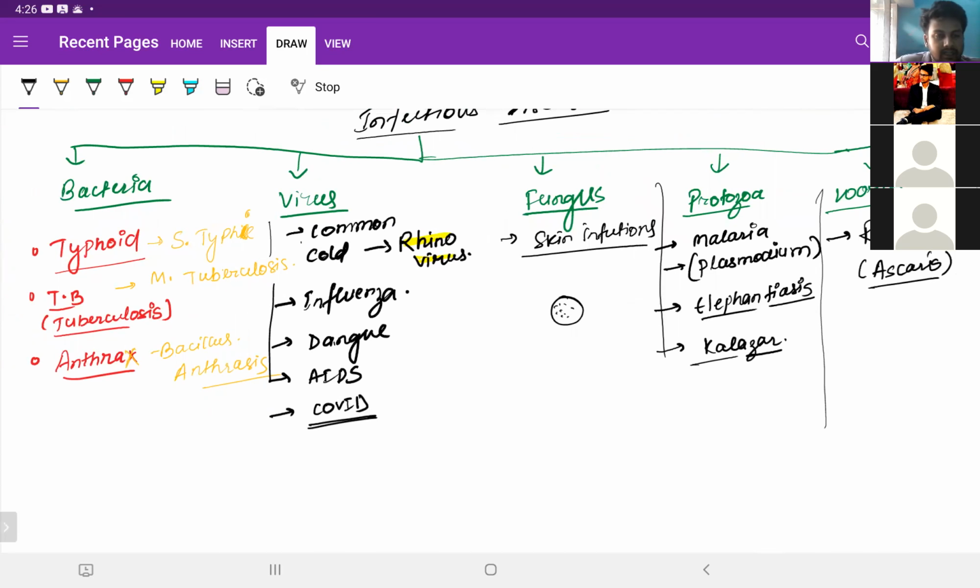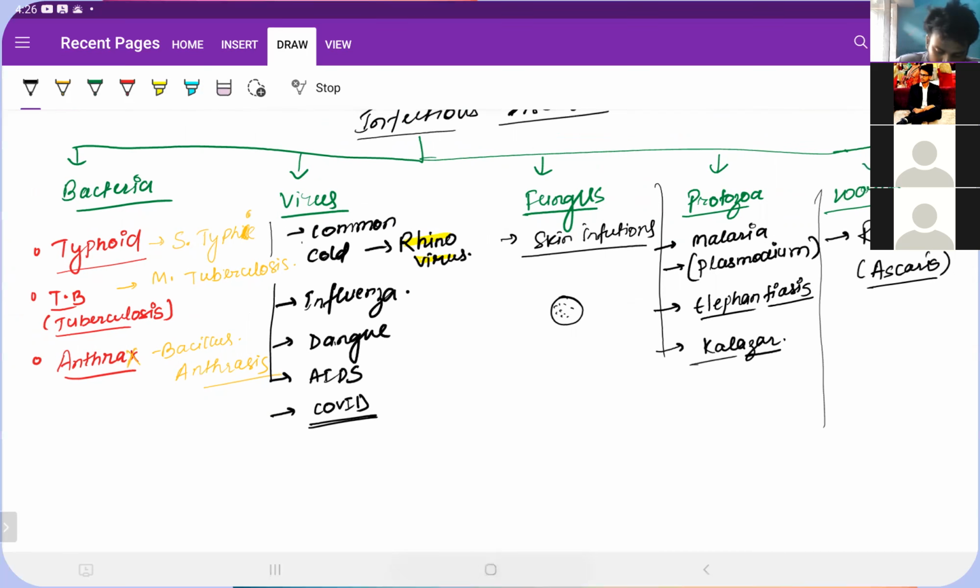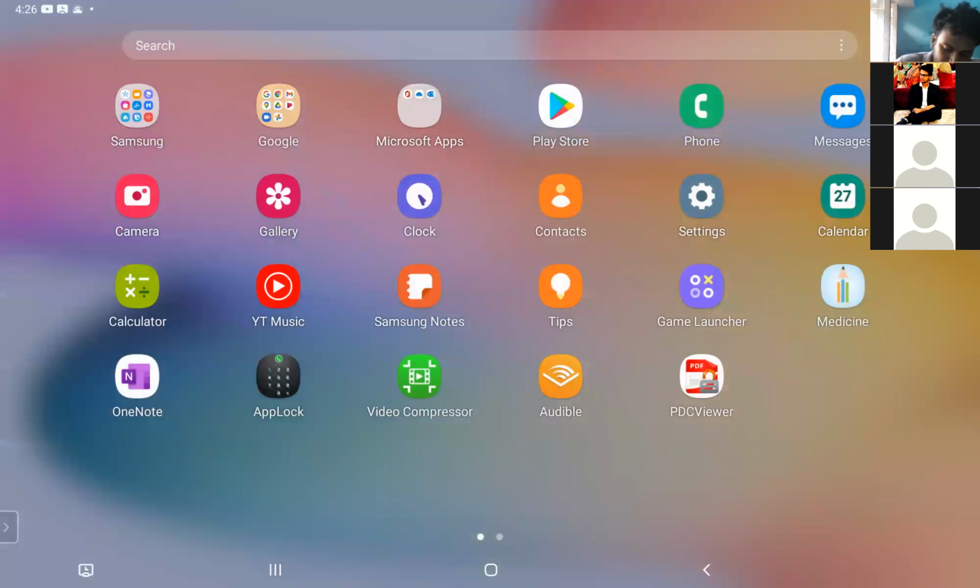Let us go to your NCERT, right? And see some of the images of these organisms which are given. So I'm taking you to your NCERT.